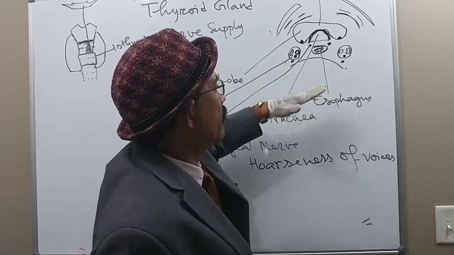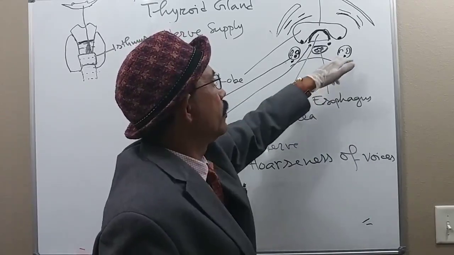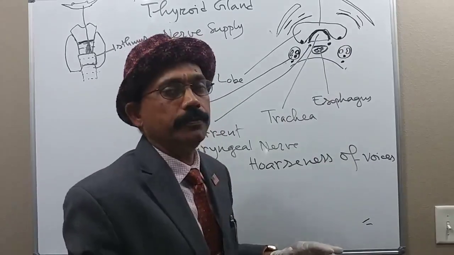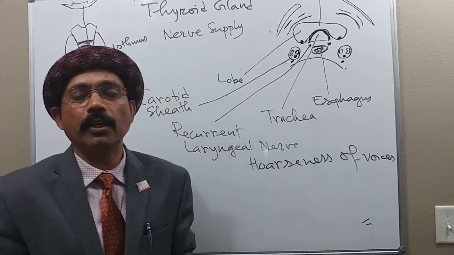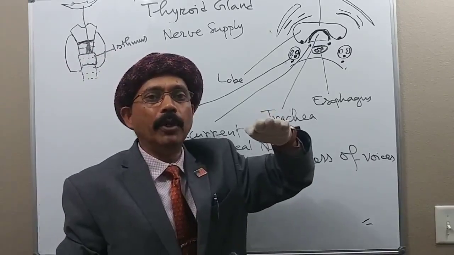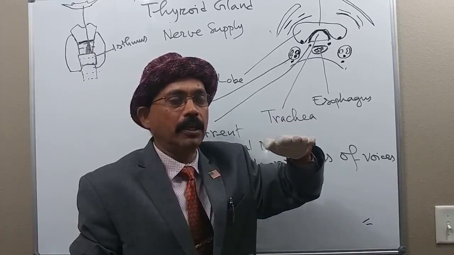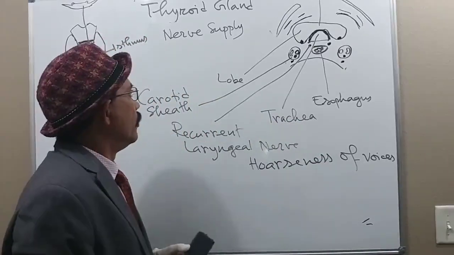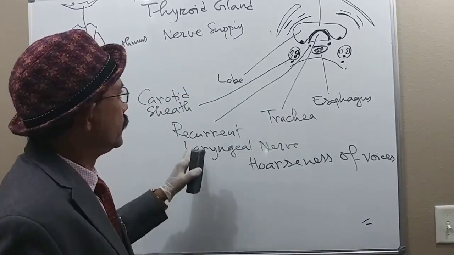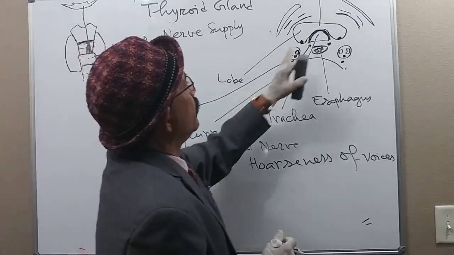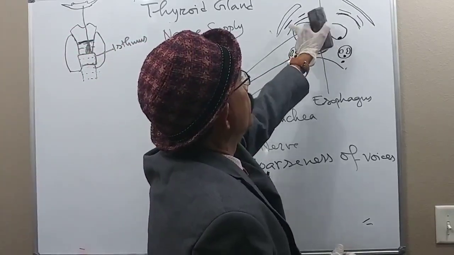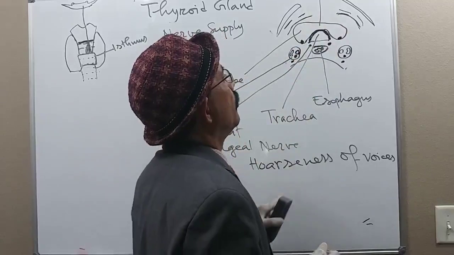This is at the level of the isthmus, so we'll get the common carotid artery as a content of the carotid sheath. At the upper level, we'll get the internal carotid artery. Okay, we got that. Then the thyroid gland is also related to the muscles.